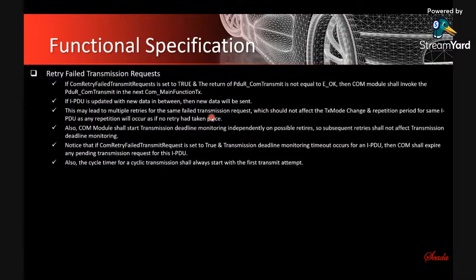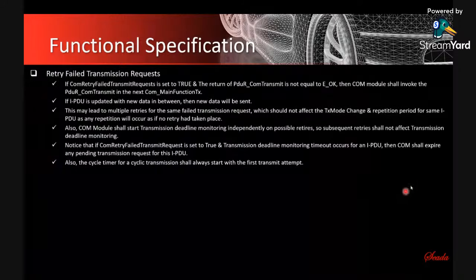How many times does the COM need to invoke this? It's also specified in your configuration. And how does it invoke this again? It waits for the next main function to invoke it again, for the number of times which you specify in your configuration. So this may lead to multiple retries for the same failed transmission request, which should not affect the transmit mode change and repetition for the period. Also, if you have a periodically transmitted IPDU, the COM will not consider what happens when it fails. When PduR_ComTransmit returns okay, the COM will start its periodicity and its timers at this point in time.